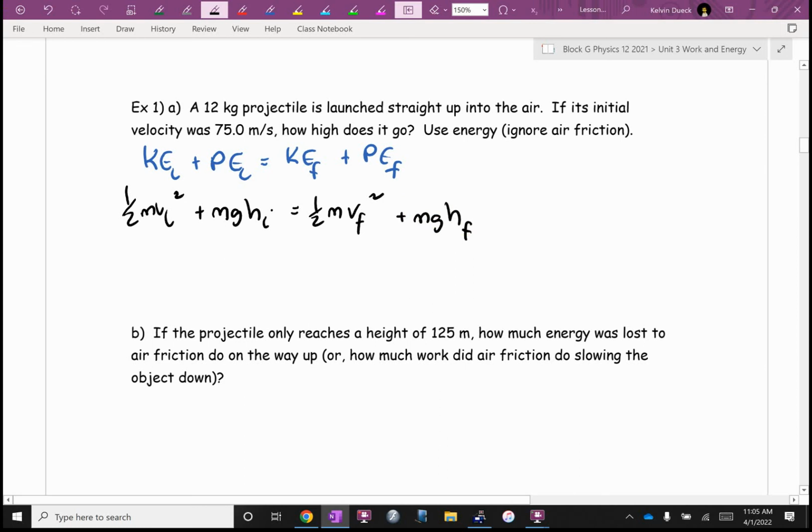Then, Damian, I always ask, are any of these zero? Kinetic energy will be zero when we are at rest. Is this projectile ever at rest? At the top? I agree. Is that going to be initial or final? That's zero. Potential energy will be zero on the ground. Are we ever on the ground?